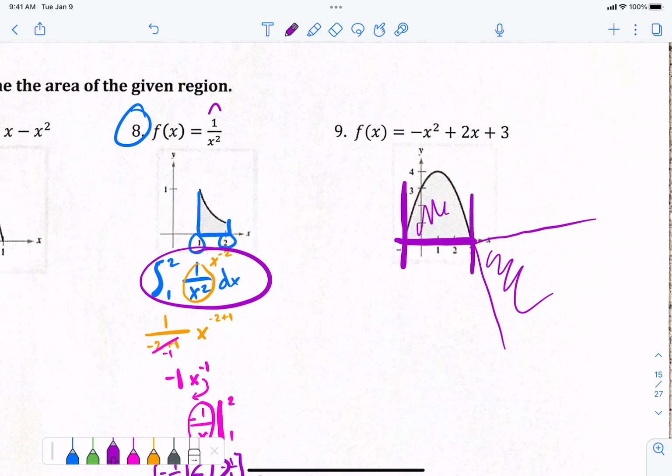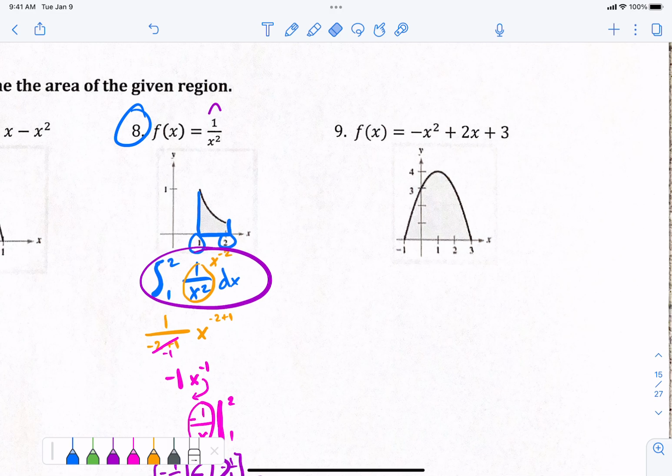Correct. If I were solving from here all the way up, this is going from negative 1 to 3. If I were going out to, let's say, 5, I would have to incorporate that negative area in there. But the only thing they have shaded is from negative 1 to 3 on here. But yes, you're totally right, that's exactly what it would be.